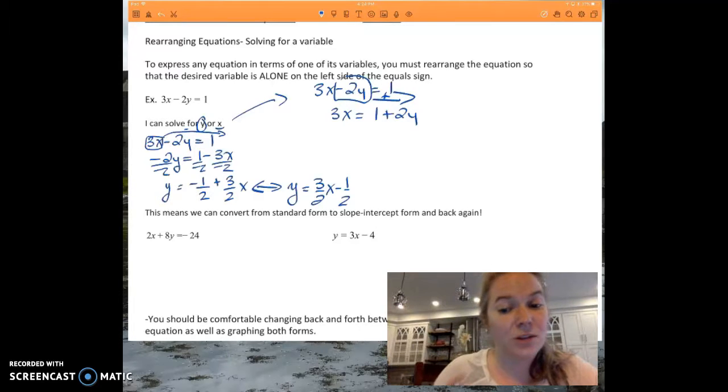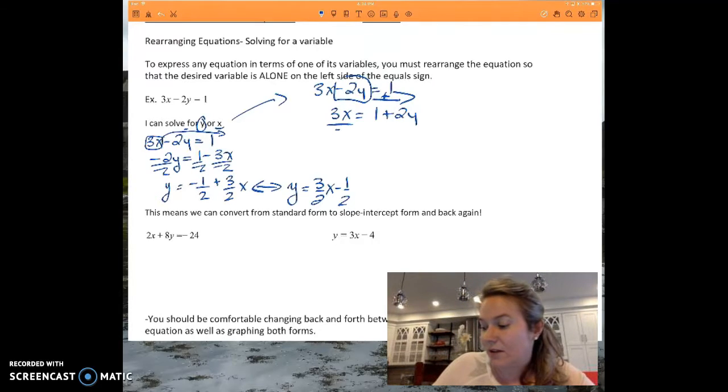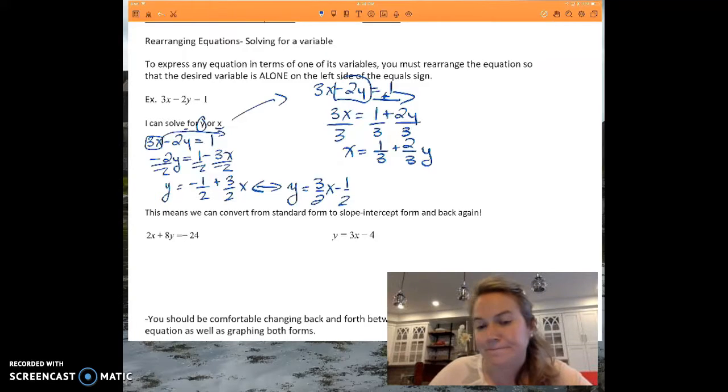Am I done? No, the x is not by itself. It still has that 3 that's causing us some problems. Divide by 3 on both sides. So you divide everything by 3. I'm going to get x equals 1 over 3 plus 2 over 3y. So now I'm done. I've isolated for x.